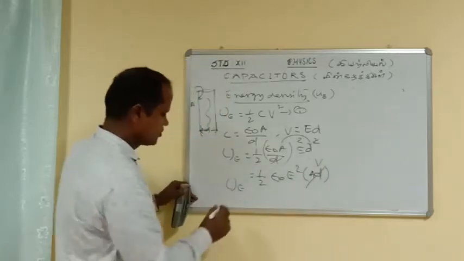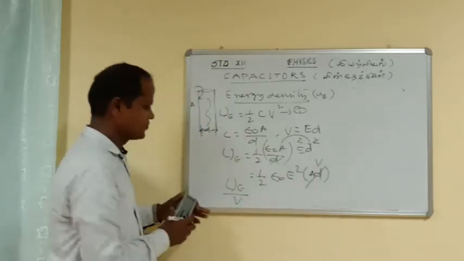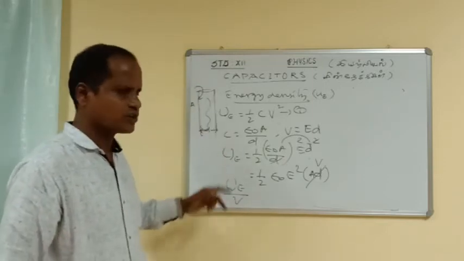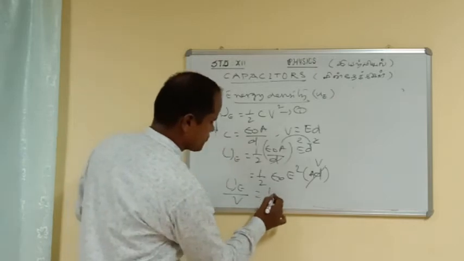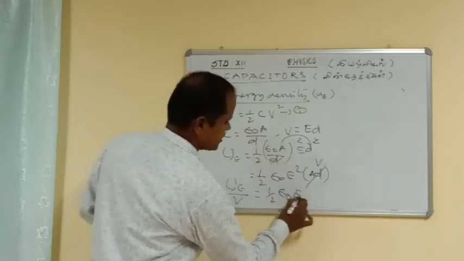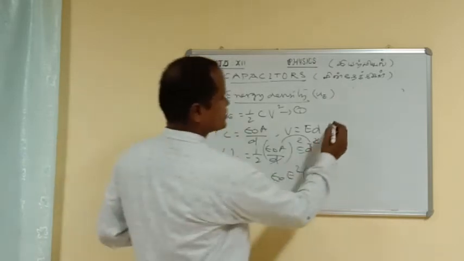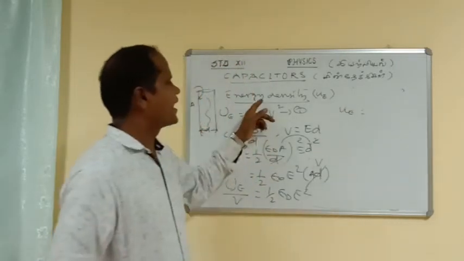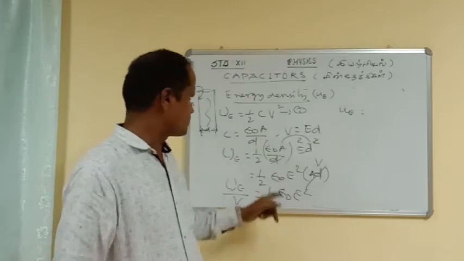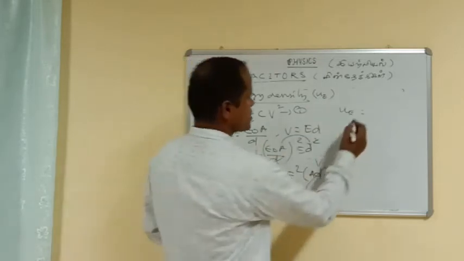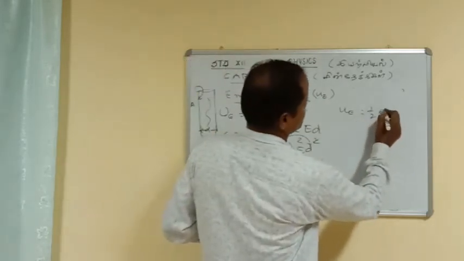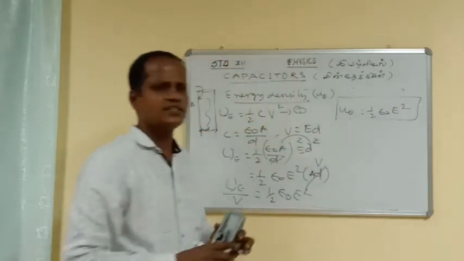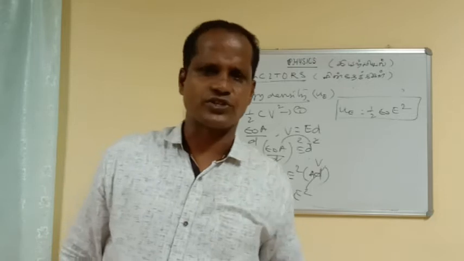So total energy divided by total volume is equal to half epsilon naught E squared. Or this can be written as small u_E. This is called energy density in a capacitor. So u_E is equal to half epsilon naught E squared. This is the energy density of a parallel plate capacitor.